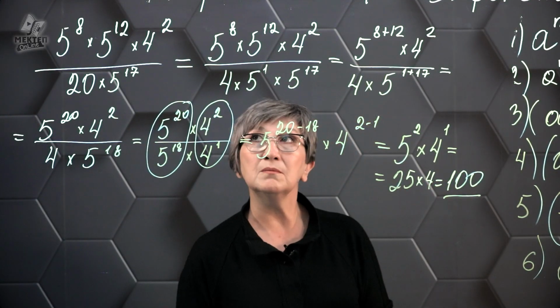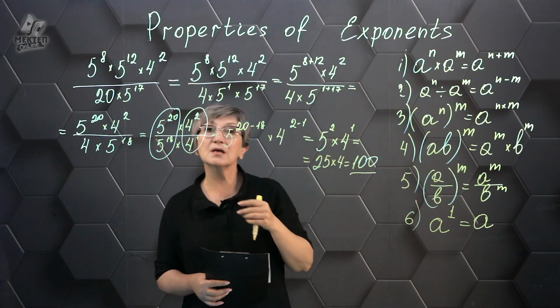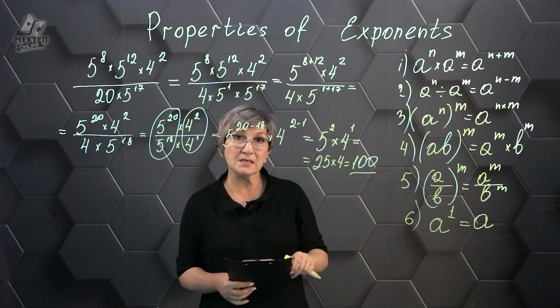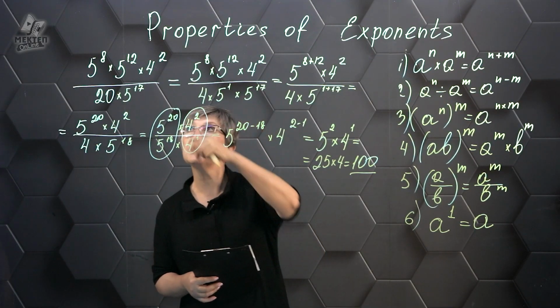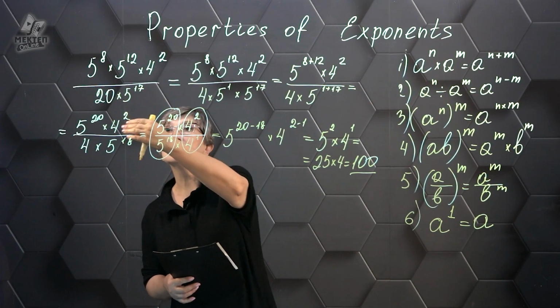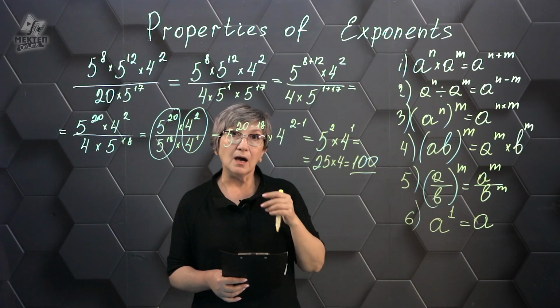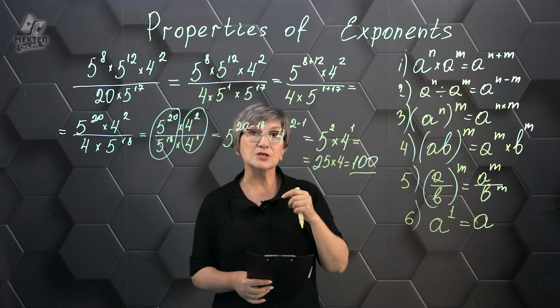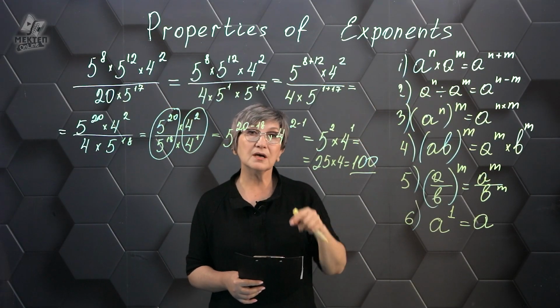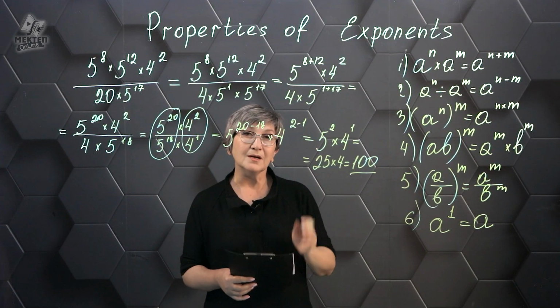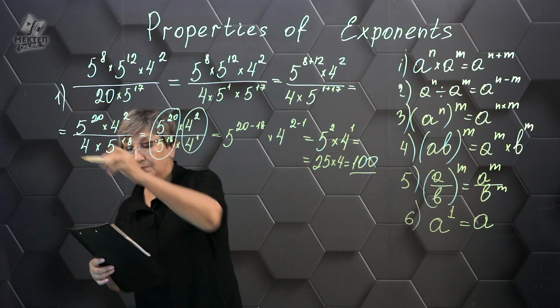As you can see, we did not find the value of the numerator and the value of the denominator. We didn't factor the number 5 and the number 4. But by applying our properties, we arrived at the answer, which is 100. Another example.